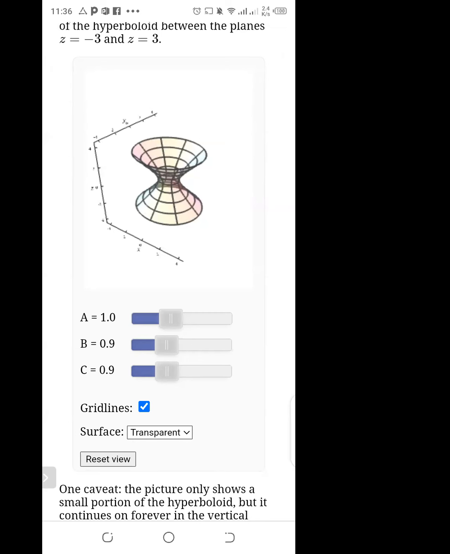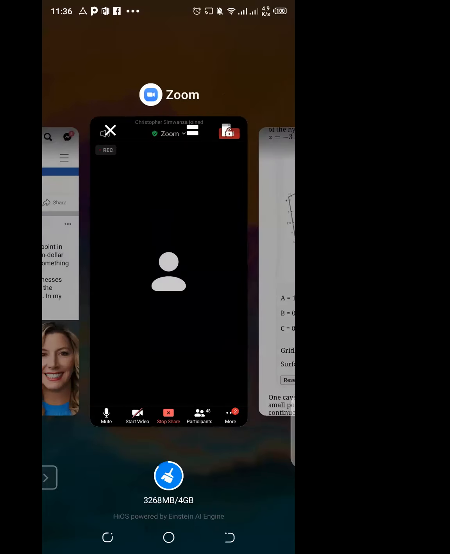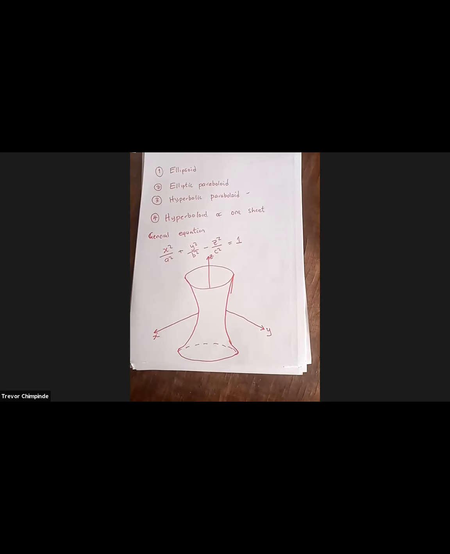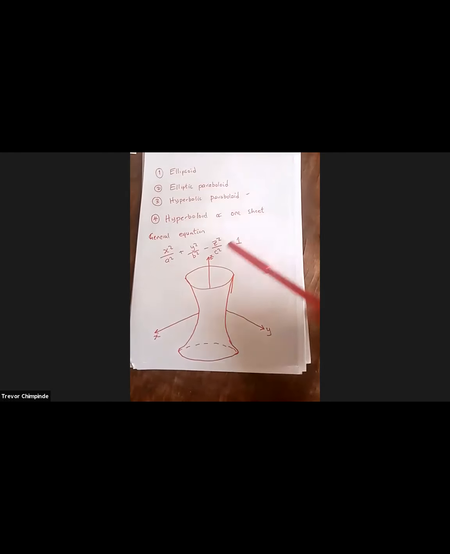So can I stop the sharing? We go back to the general equation. So this was the general equation. Let's discuss something. This is just the general one, and a lot of things can happen. What we know about the hyperboloid of one sheet is one variable has to be negative, not 2, but 1. So in this case, it's the Z.